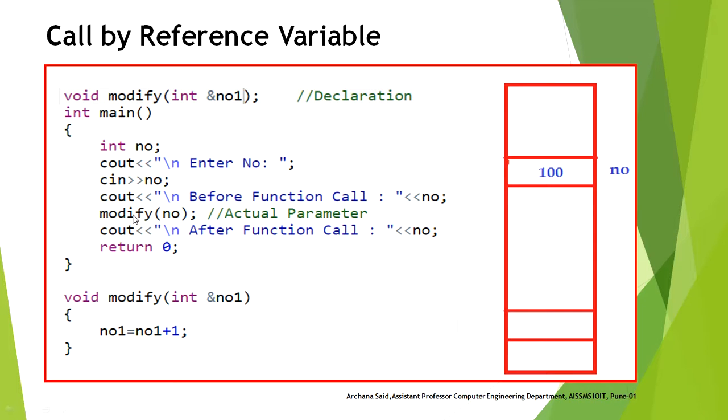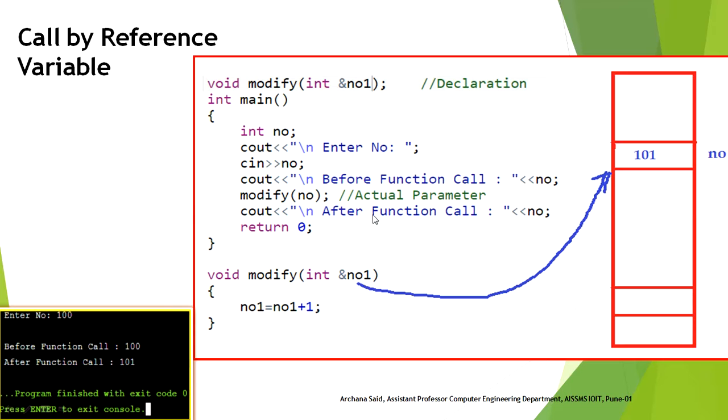The function call is the same as that of call by value. This value is going to be pointed to by no1, meaning in memory no and no1 are going to point to the same memory location. The value gets updated by 1, and you are able to see the changes from where the function is being called, because no1 is also pointing to the same memory location where no is pointing. This is how the value gets reflected in the calling function.